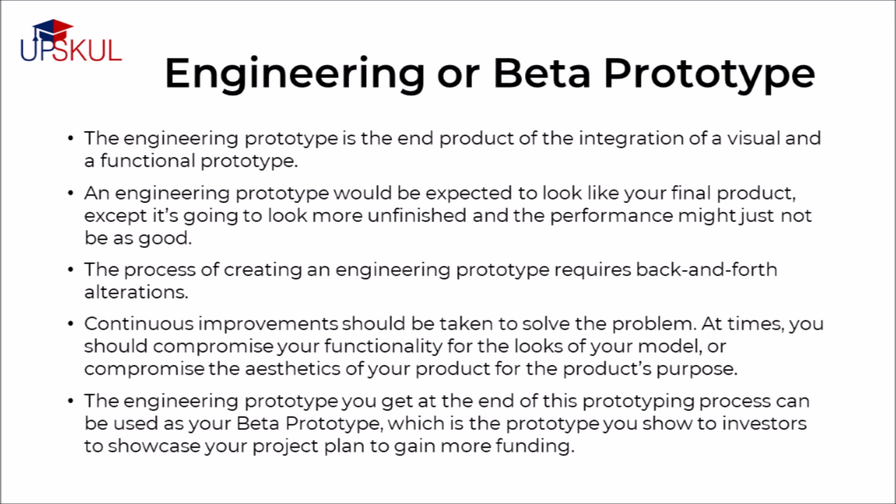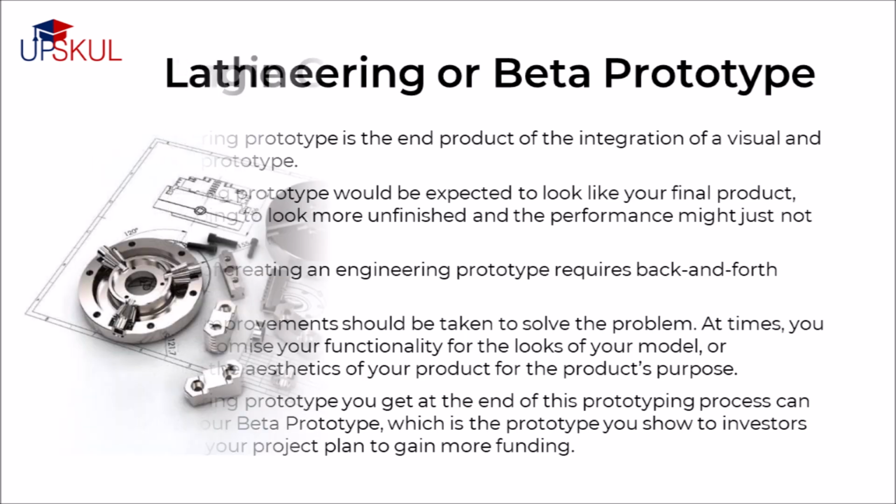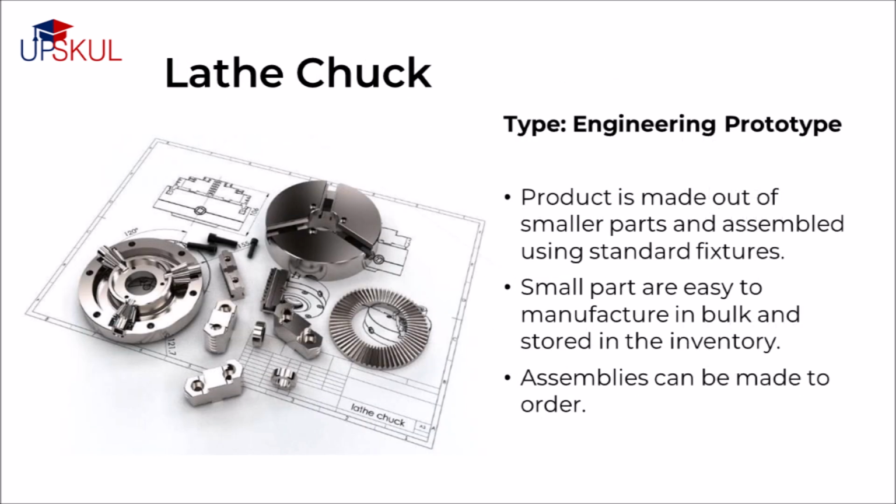At times, you should compromise on functionality for the looks of the model or compromise the aesthetics of the product for the product's purpose. The engineering prototype you get at the end of the prototyping process can be used as your beta prototype, which is the prototype you show to the investors to showcase your project plan to gain more funding.